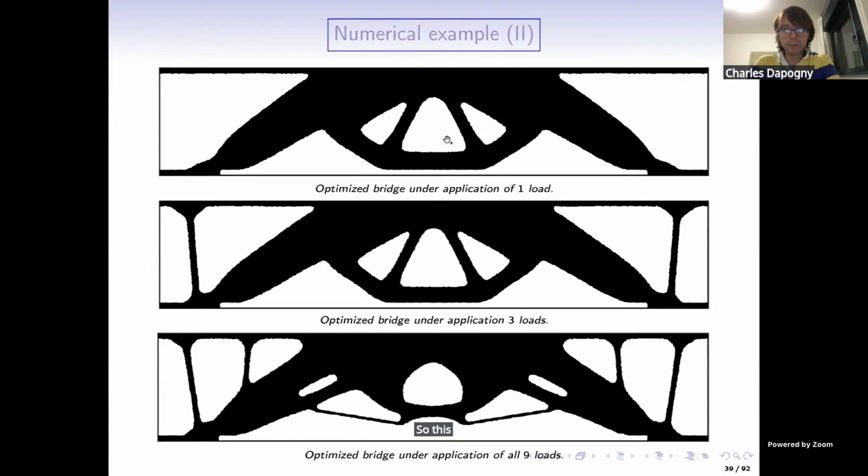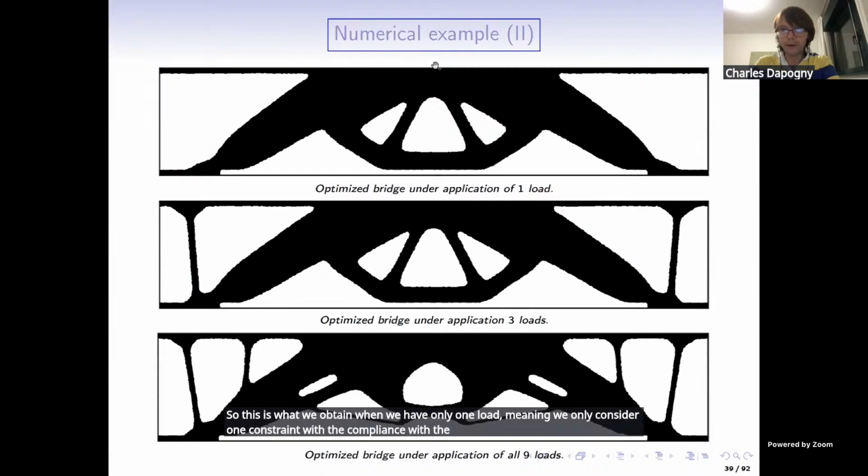This is what we obtain when we have only one load, meaning we only consider one constraint, the compliance with the load centered at the middle of the upper deck. This is the shape that we obtain when considering three load constraints, and these are the optimized shapes of the bridge when considering the 9 load constraints, the 9 compliances in the 9 load cases.